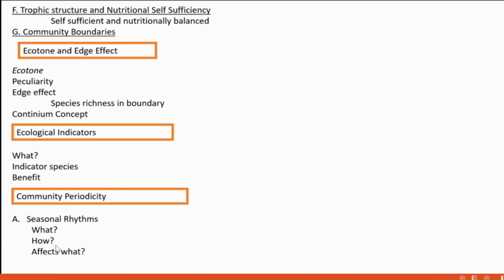How does that seasonal rhythm happen? In response to physical or chemical parameters. And these seasonal rhythms affect the three basic drives: food, shelter and reproduction. With respect to season, some changes can happen in food selection, shelter selection, and reproduction pattern.